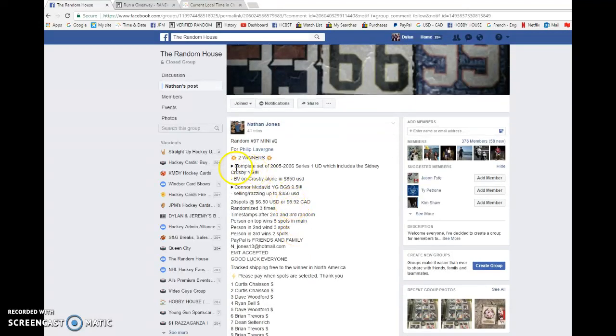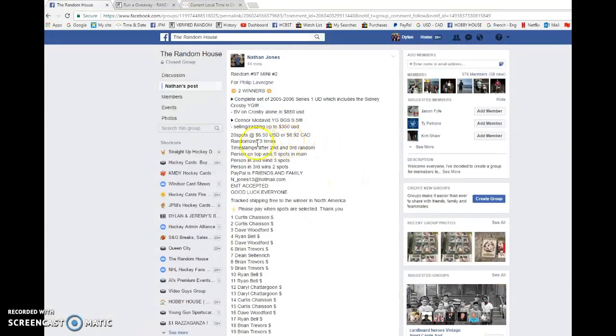This is for the mini number two. This is some spots for the complete set of Upper Deck Series 1, which includes a Crosby Young Gun. So the mini was going to be done three times, and the top five, person on top wins five spots, person in second wins three, and third wins two.